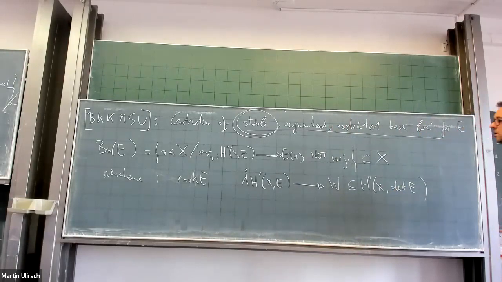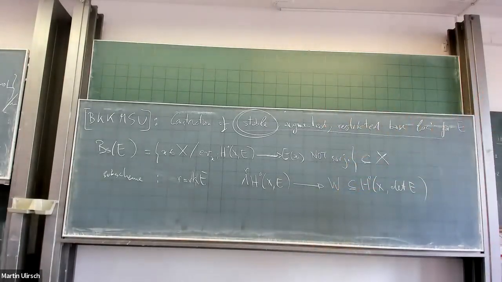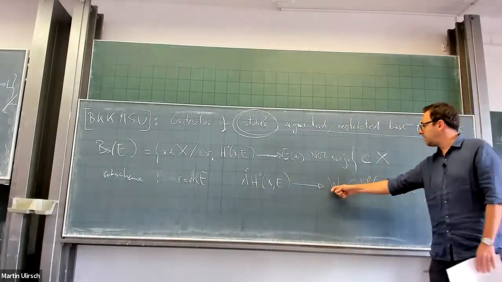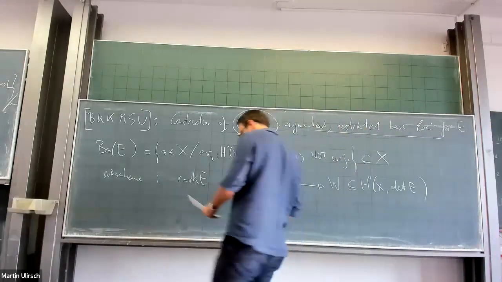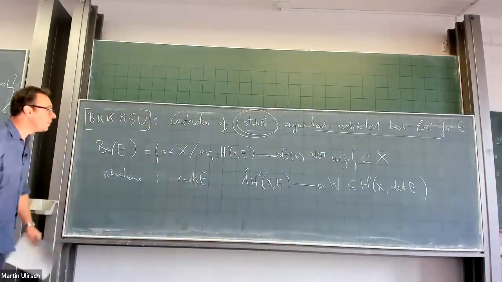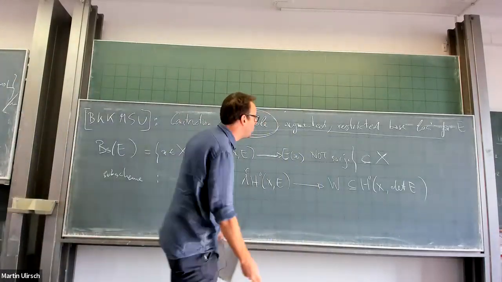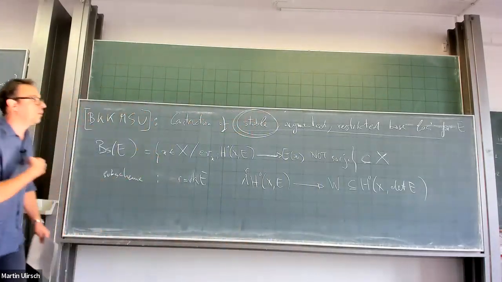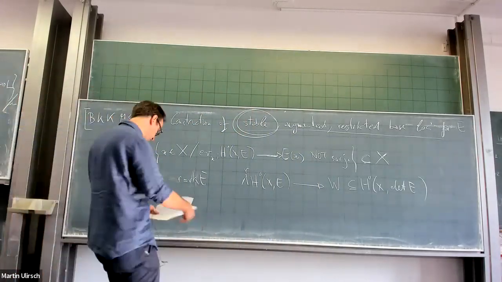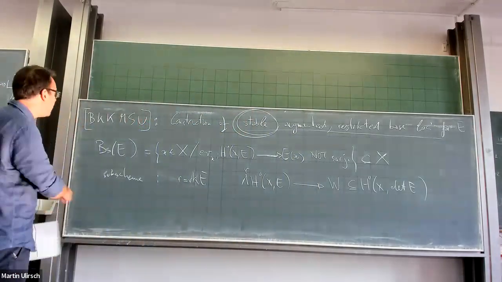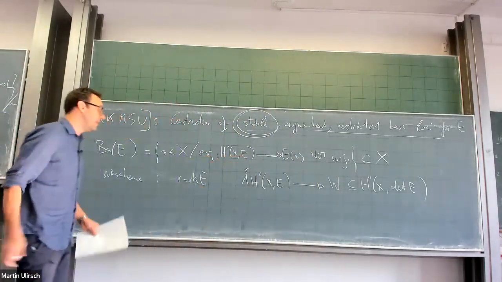And therefore, the base locus of this linear series is exactly the place where these do not generate the determinant, and therefore where this map is not surjective. Okay, now for line bundles, the stable base locus is the intersection of all the base loci of all the higher powers of the line bundle. Then we can do the same thing for a vector bundle, but considering symmetric powers.